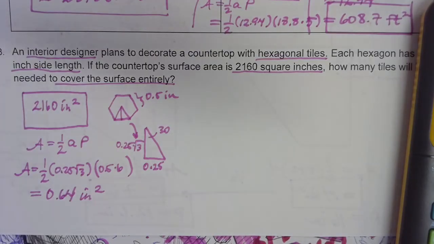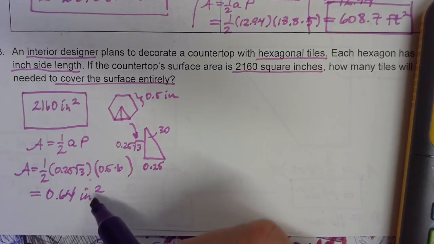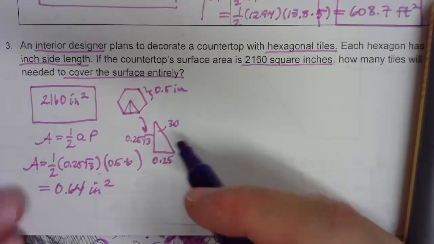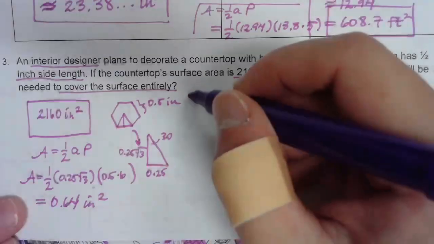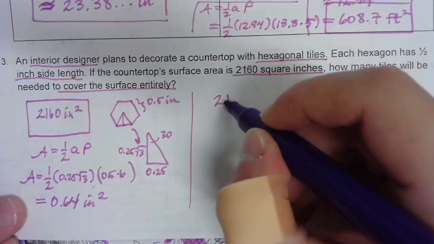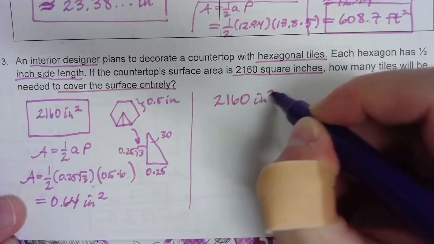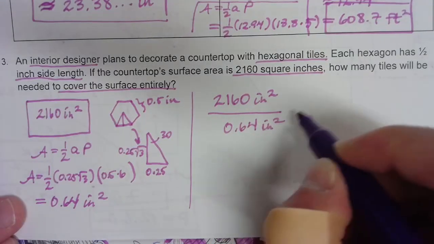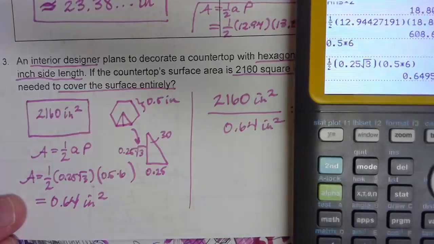Okay? So like imagine you had square tiles. If they were all 1 square inch, it would take 2,160 to cover this surface. But since these are hexagons, they're a little bit smaller, actually. They end up being a little bit smaller than 1 whole square. So it should come as no surprise then that when we take the original area, 2,160 square inches, and then divide by 0.64 square inches, we get.